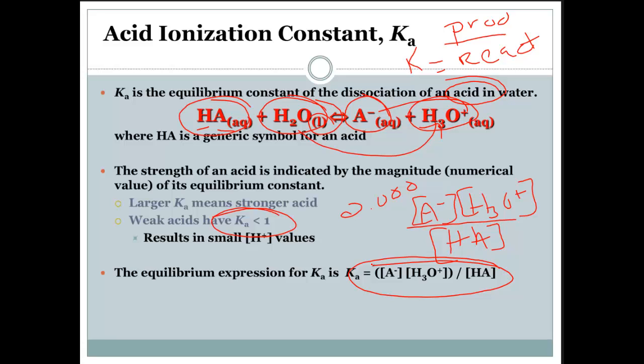As the acid is stronger, the numbers on top here are going to be bigger because it's going towards the products. It's breaking down more and more. That's going to make the overall K larger. If the Ka is smaller, if the acid is weaker, then these numbers on top are going to get smaller, hence making the K smaller.